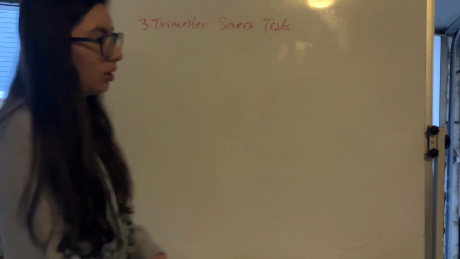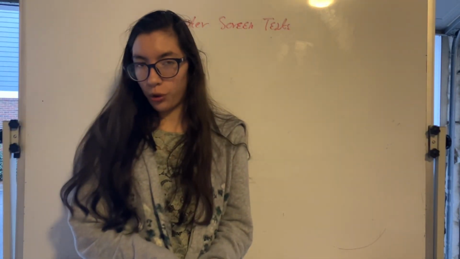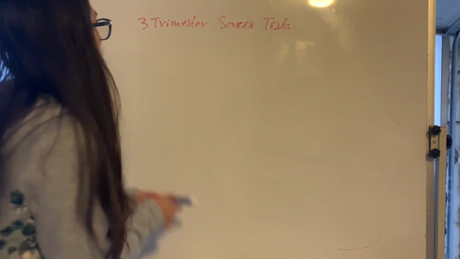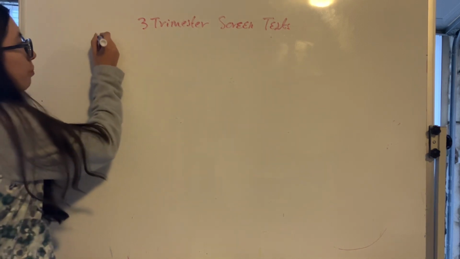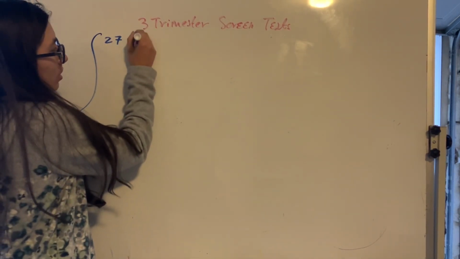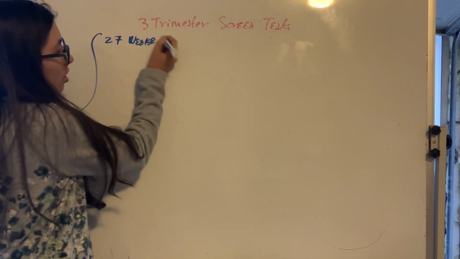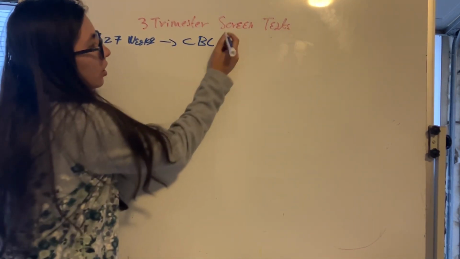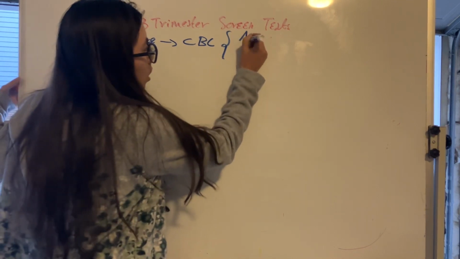Let's see the screen test we do during the third trimester of pregnancy. So, in the third trimester of pregnancy, at 27 weeks gestation, we are going to repeat a complete blood cell count. This is to evaluate for anemia.